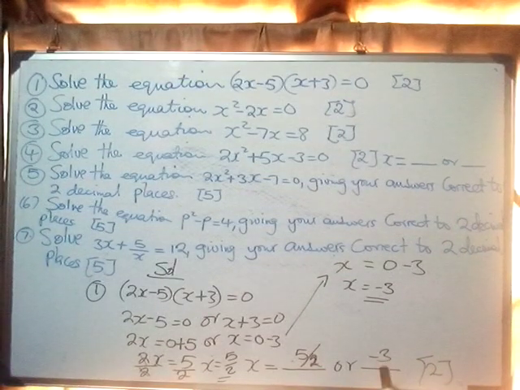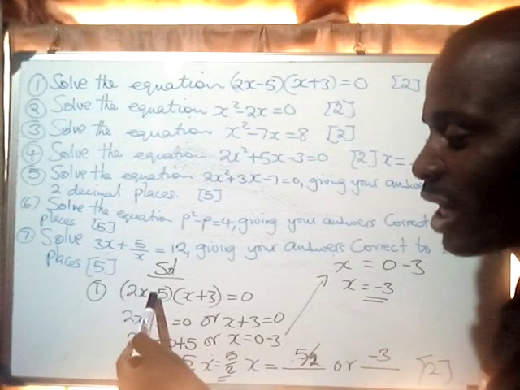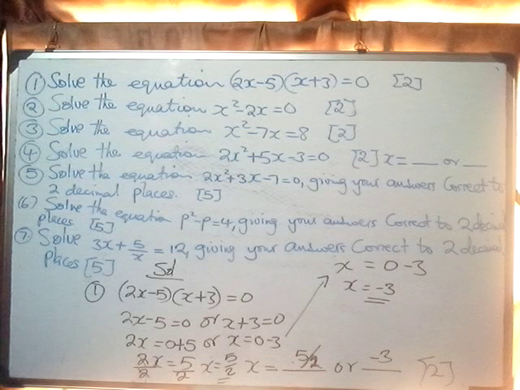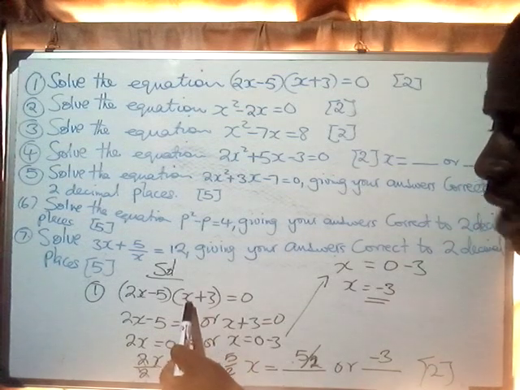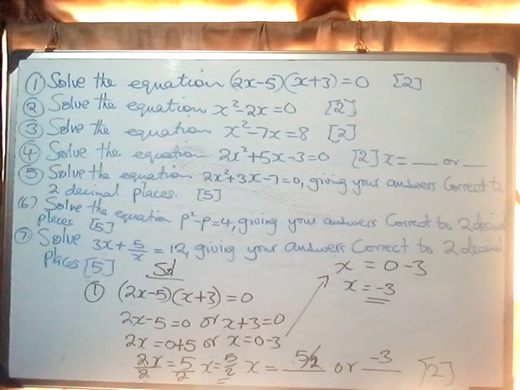If you put negative 3 here, you are going to have negative 6 minus 5. The answer will be negative 11. Then, if you put negative 3 here, we are going to have 0. So negative 11 times 0, the answer will be 0. So this is what we are going to have.